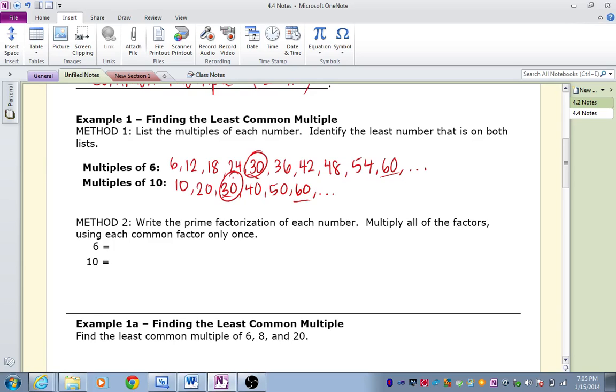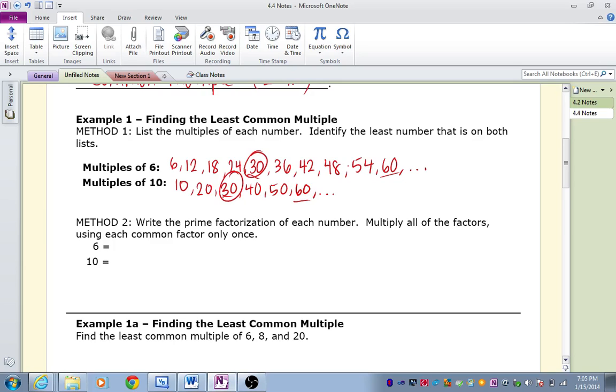Now when you're doing a question like this by listing, there's not a set number of multiples that you should start with. I would recommend maybe doing 6 or 7 for the first number, and then trying 6 or 7 for the second number and seeing if you have anything in common. And then if not, you can always keep adding a couple more to each list until you find one that works.